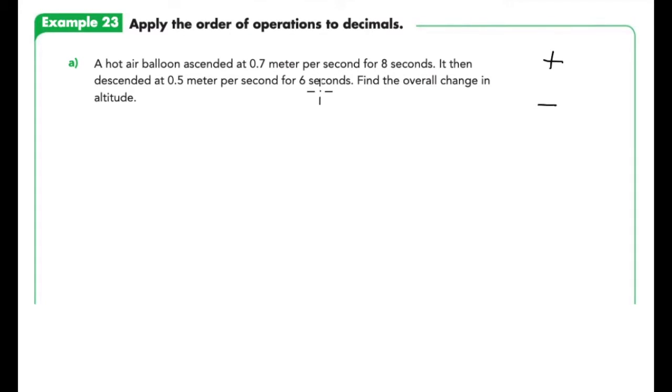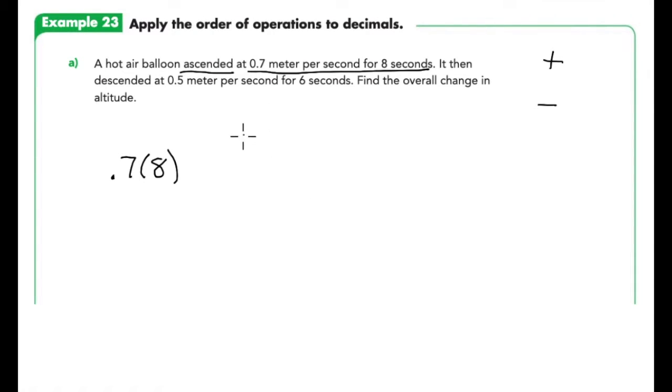And the first piece of information that we're given is that it went up 7/10 meters per second for 8 seconds. And we know that it went up because that was ascended. So to show 7/10 meters per second for 8 seconds, that would be 7/10 times 8. So 7/10 times 8, that gives us the amount that the hot air balloon ascended.